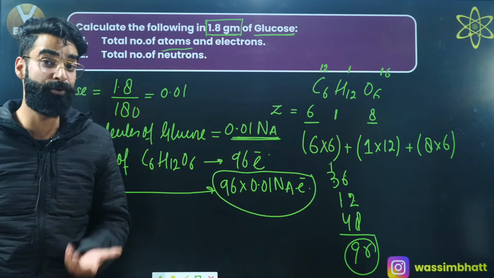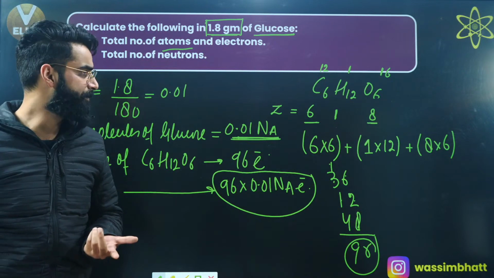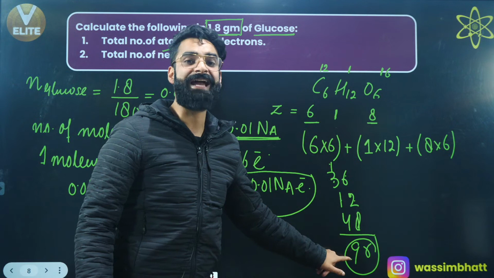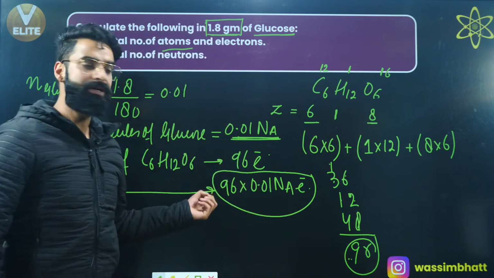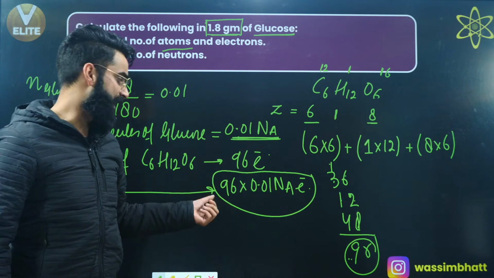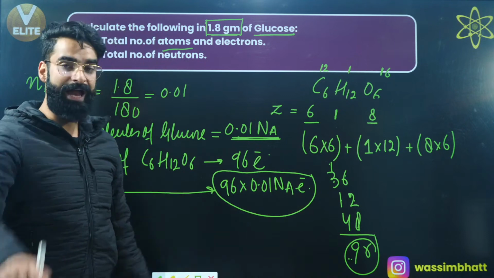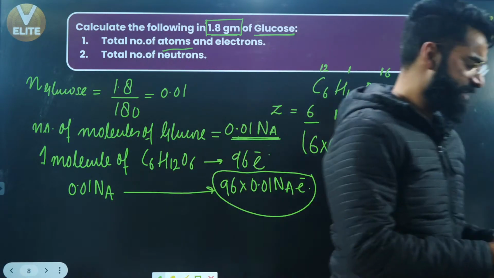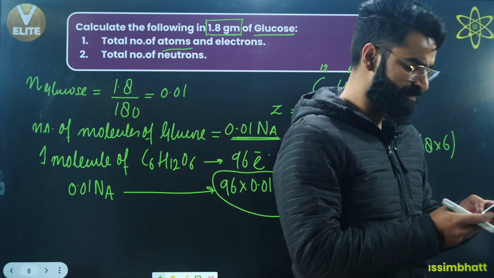If I ask you how many protons there will be, again you will say one molecule of glucose contains 96 protons. So 0.01 Na molecules will again contain these many protons. And neutrons, you guys are going to calculate on your own. If it is clear to everyone, you can let me know in the chat so that I can move on to the next part.